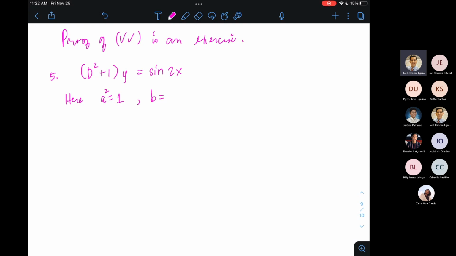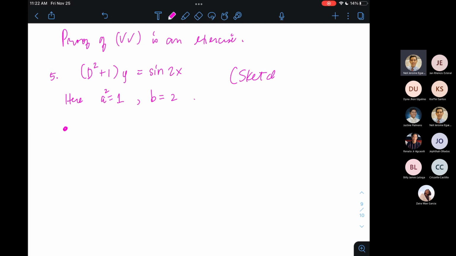And then take note of the value of b. B is the coefficient inside the trigonometric function. And obviously, a squared minus b squared is not equal to 0. So the previous theorem will work. Okay? So madali lang pala siya. So tingnan muna natin. Kailangan ko muna yung homogeneous solution.